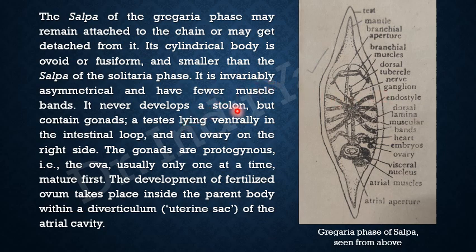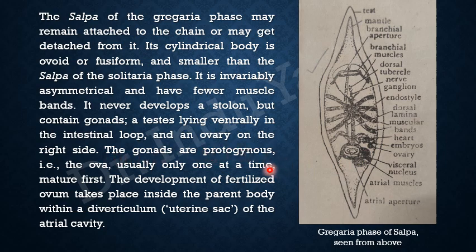It never develops a stolon but contains gonads. A testis lying ventrally. Here you can see this is the ovary, and there is no mention of the testis, but it is lying here in the loop of the intestine, lying ventrally in the intestinal loop, and an ovary on the right side. Somewhere here is the intestinal loop, and the ovary is present on its right side.